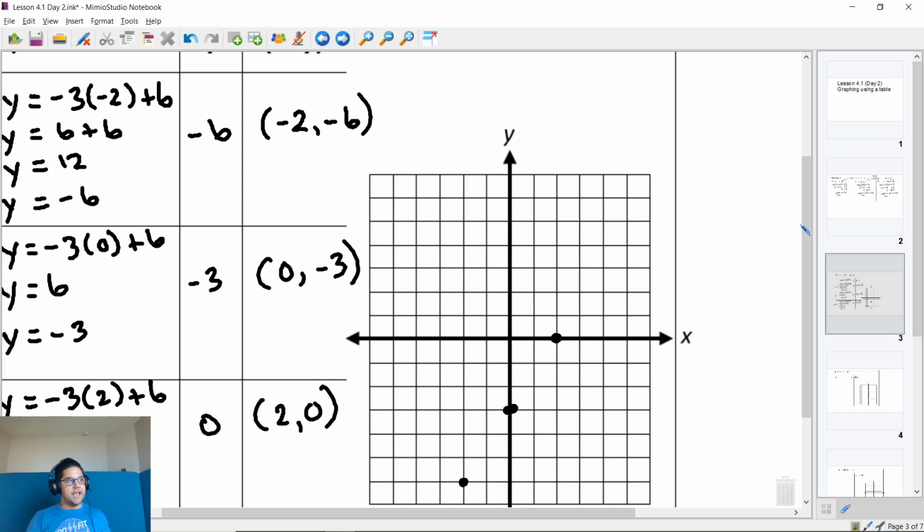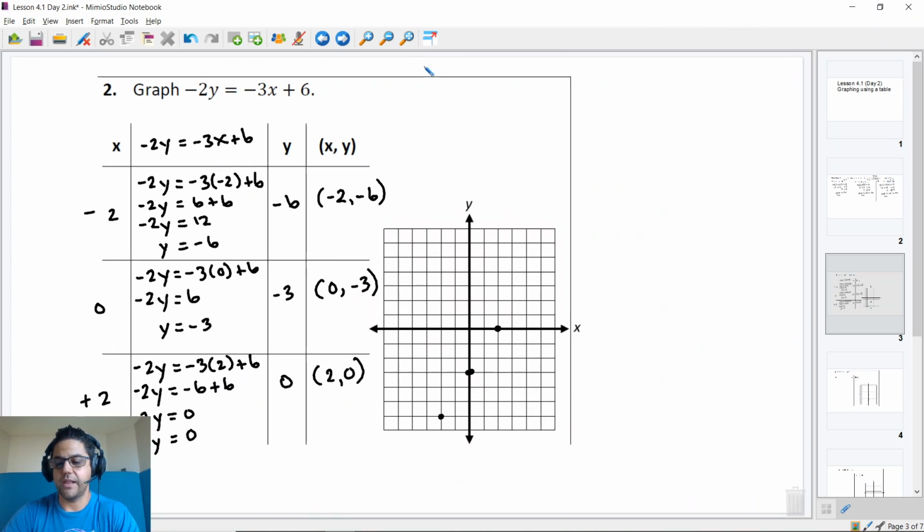Make it a line with arrows and the equation, and hopefully you're noticing it is a positive slope because it's going uphill. And we'll talk more about the slope later on. All right, so connect it to make your line.